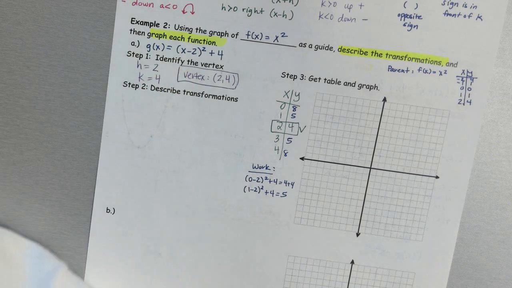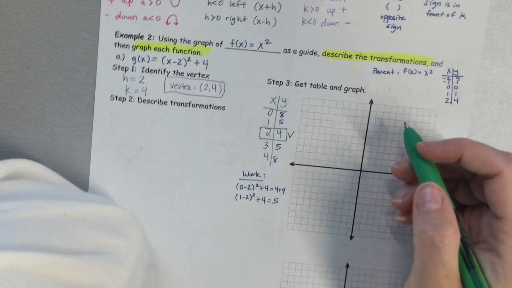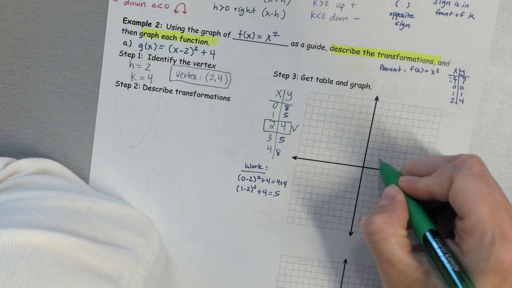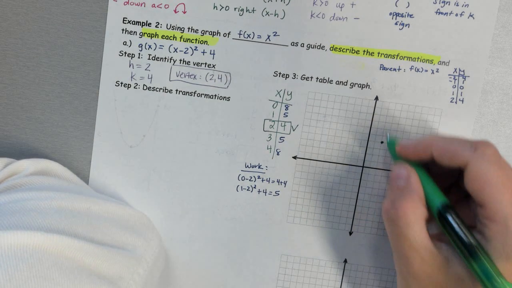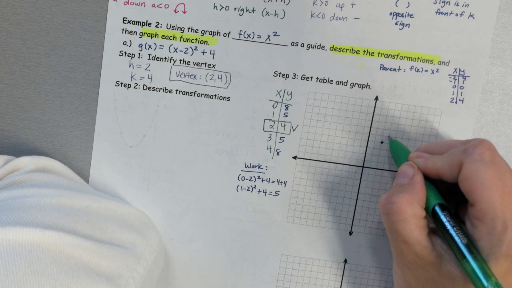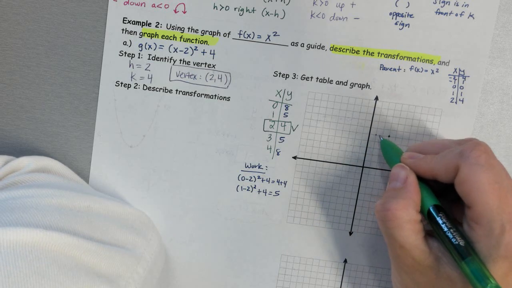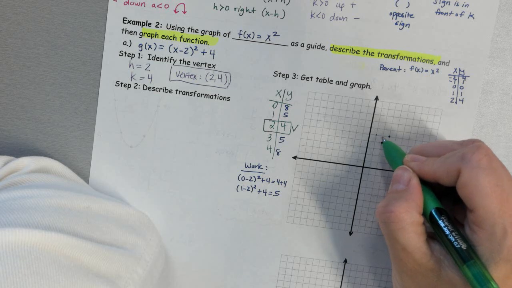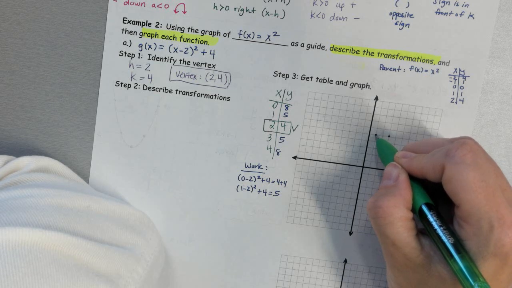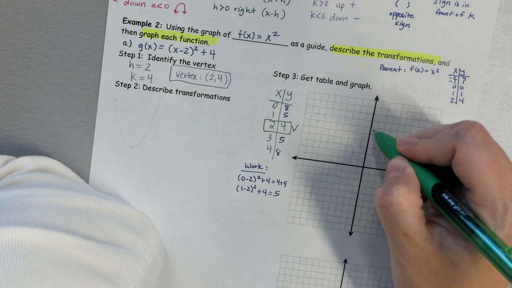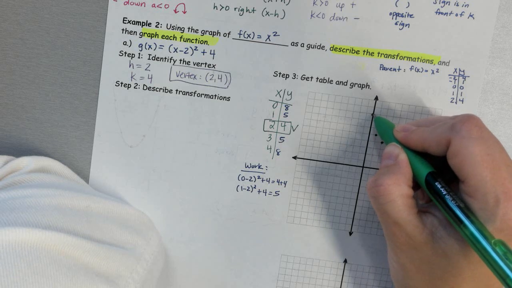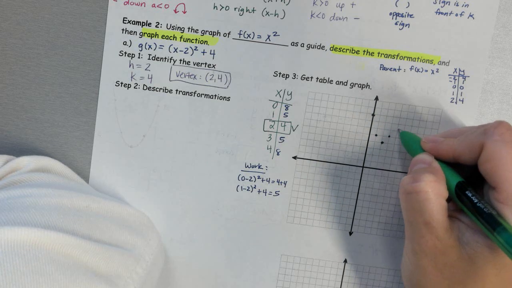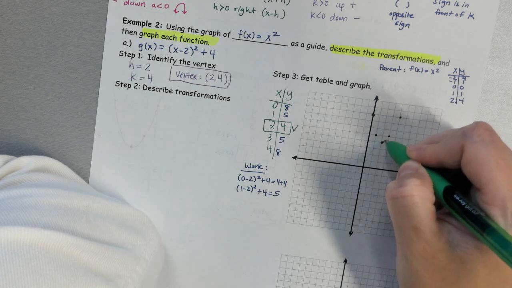Okay, so you can compare those. I'm going to graph this one. 1, 2, 1, 2, 3, 4. And then 1, 5. And 3, 5. 0, 8. And 4, 8.